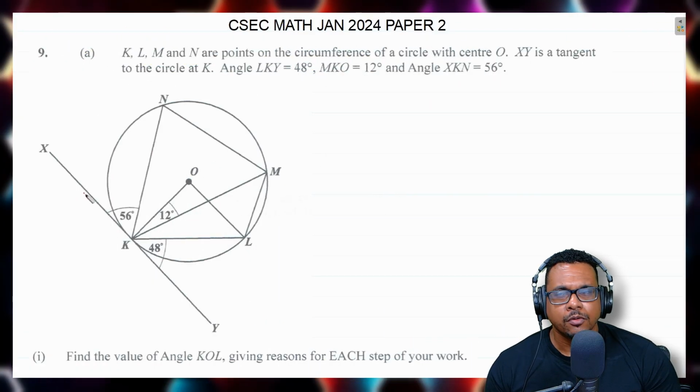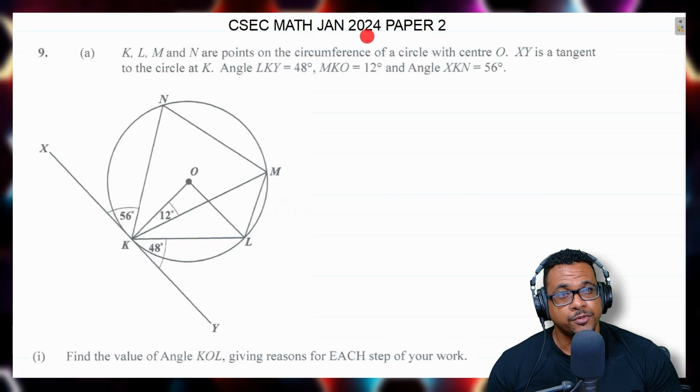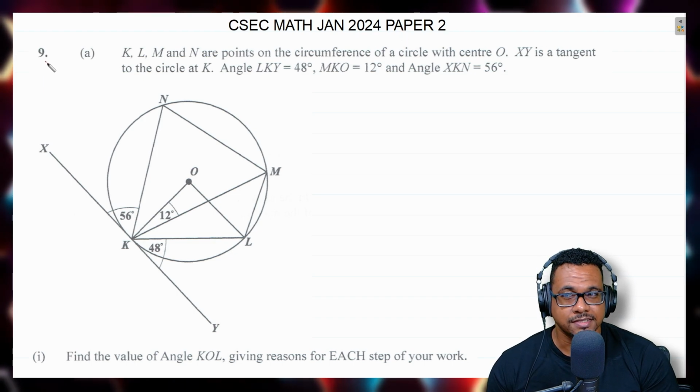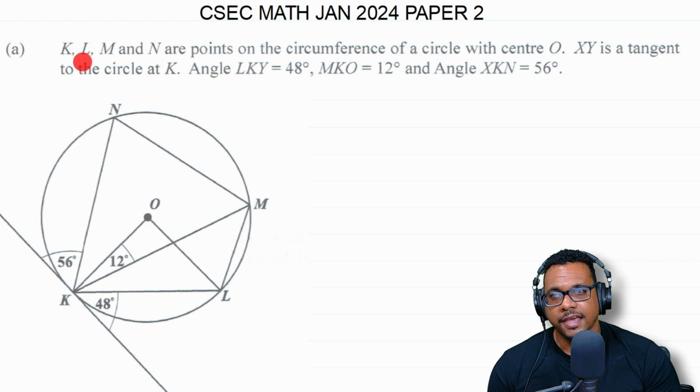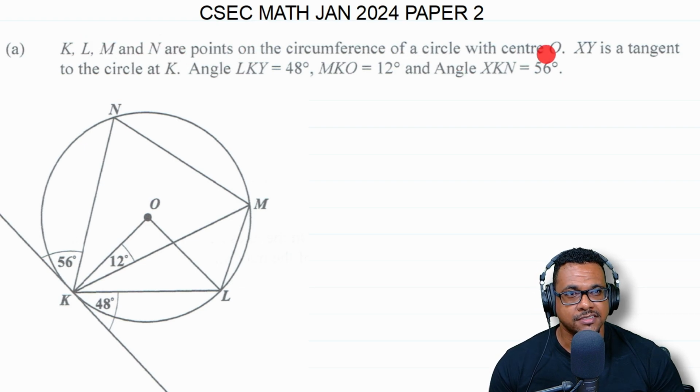In this video, we are going to look at the CSEC Math January 2024, Paper 2, Question 9. Now, in this Question 9, Part A, we have K, L, M, and N are points on the circumference of a circle with center O.